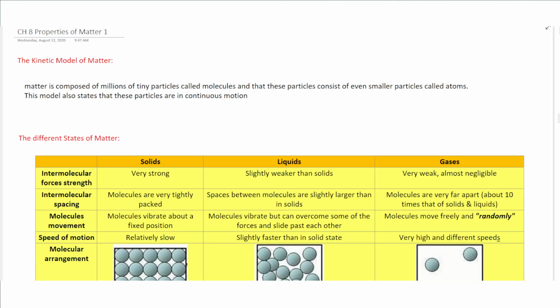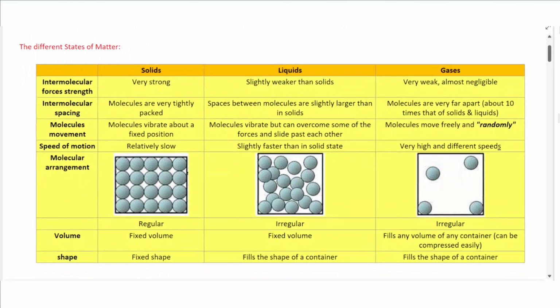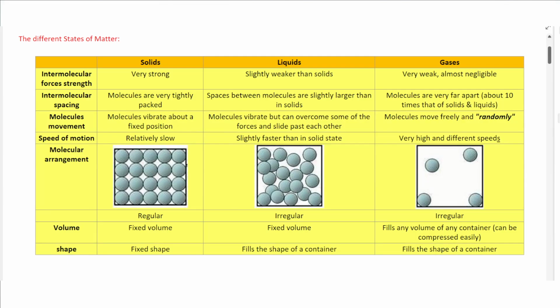There are three states of matter that we have in the syllabus. There is a fourth state called plasma, but we only have solids, liquids, and gases. And we need to know the differences between these states in terms of intermolecular forces. The forces in solids and liquids are very strong, but in gases they are almost negligible or almost zero. In liquids, they are slightly weaker than in solids.